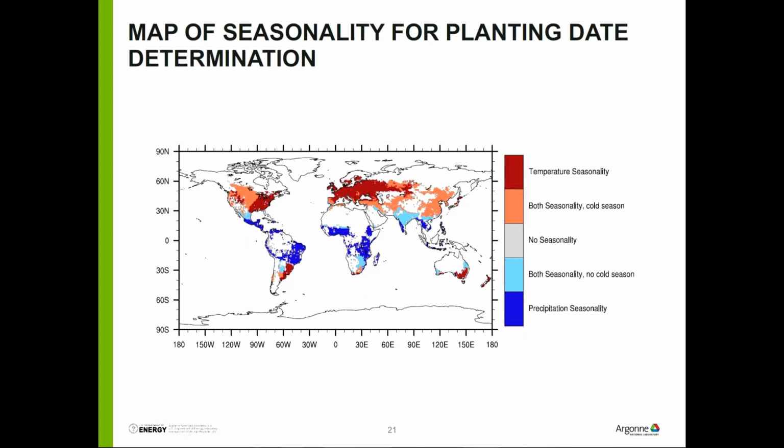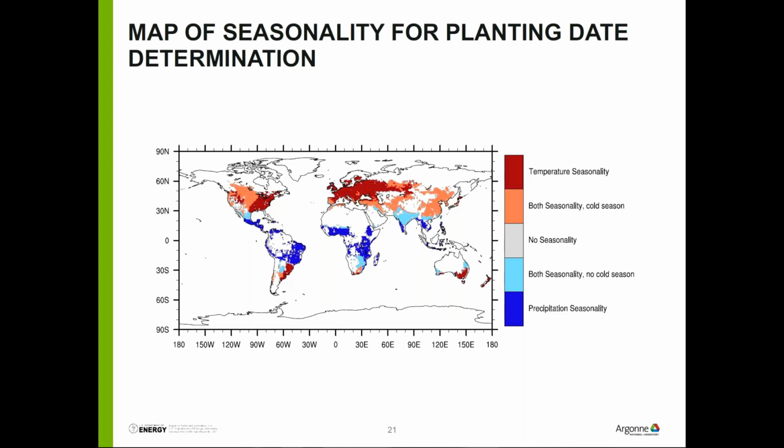And so if we run that in the model and we look at the output, this is basically the figure that you're going to get. Anything that's in red is considered temperature seasonal. Anything that's in blue is considered precipitation seasonal. And there's a few grid cells that are gray, and those have no seasonality whatsoever. There's a lot of grid cells, so there's light and dark colors for both the temperature and precipitation. The light colors mean that they have both seasonalities, but there may or may not be a cold season.